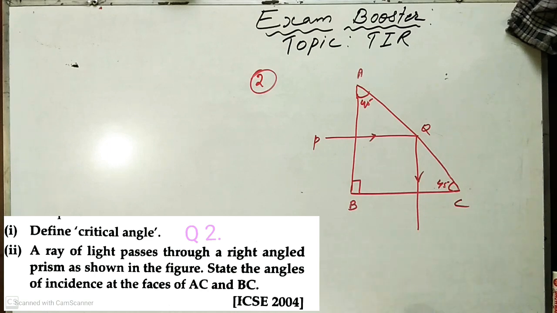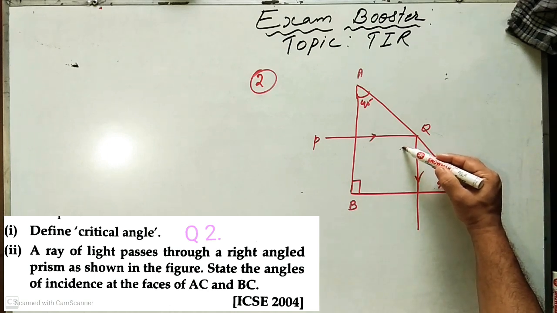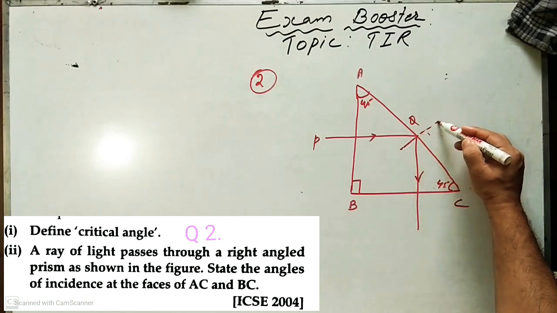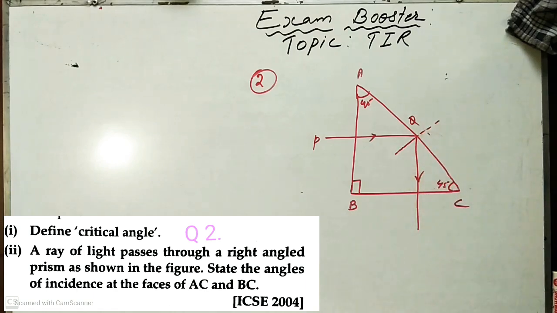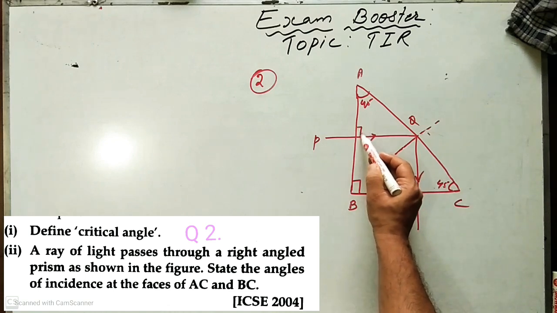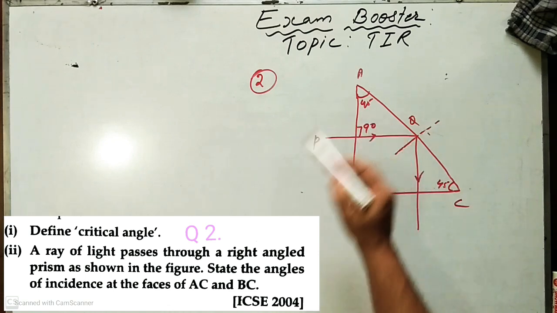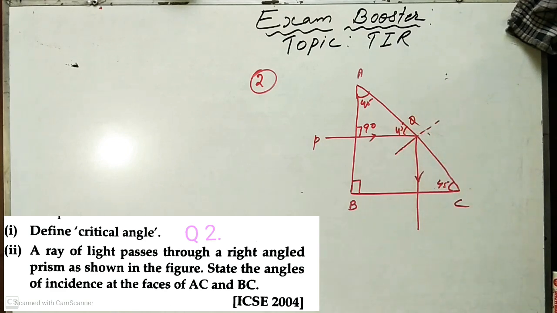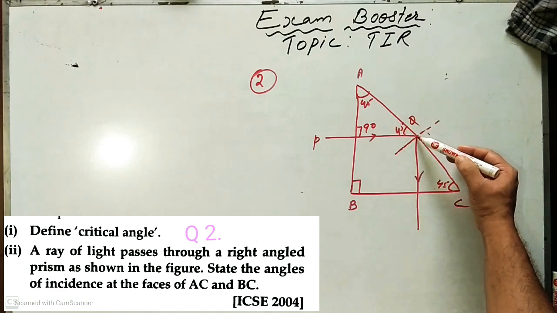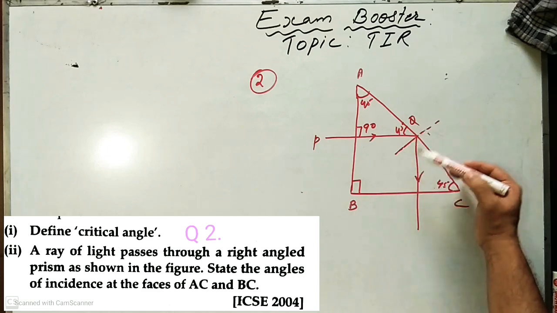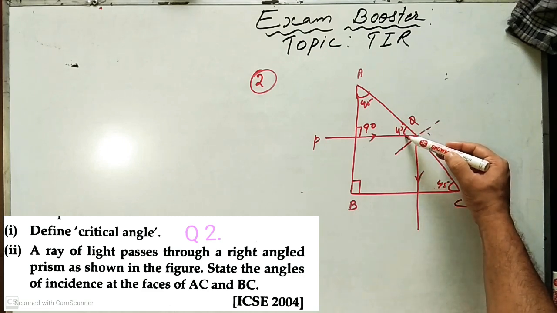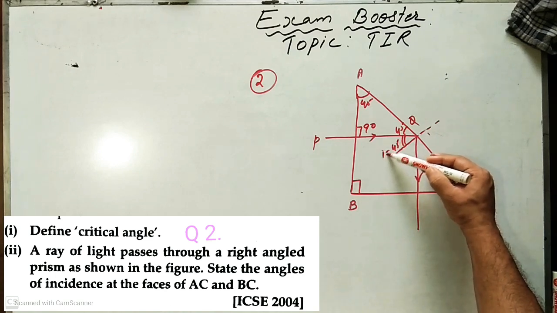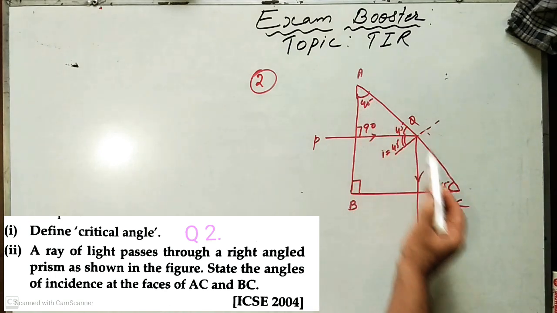So how do you find out the angle of incidence? Just draw a normal to the point of incidence. This is the normal. Now see, this angle is 90 degree. This is 45 degree. So this angle will be obviously 45 degree. All right. So if this angle is 45 degree for this normal, what is the remaining angle? 90 minus 45. This angle will be 45 degree, which is the angle of incidence at the surface AC.